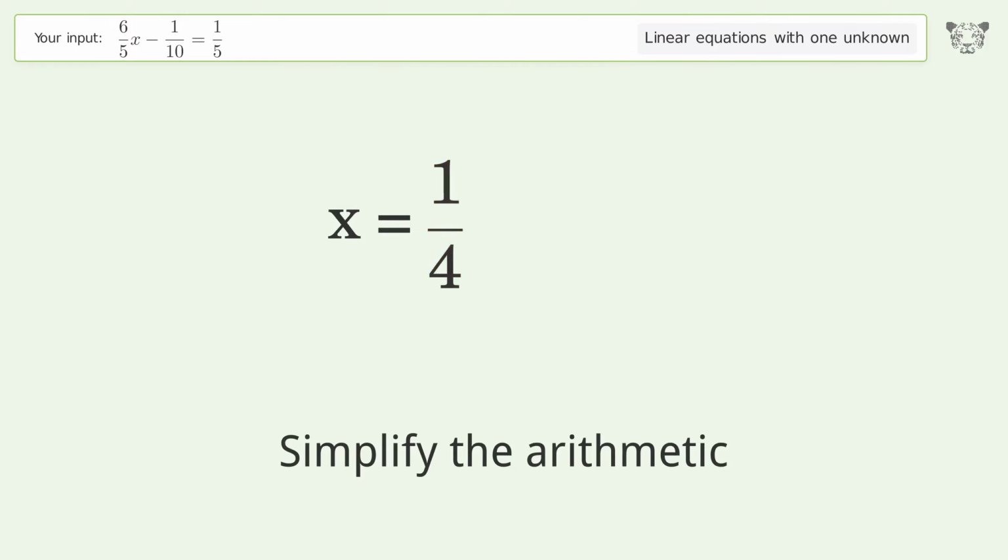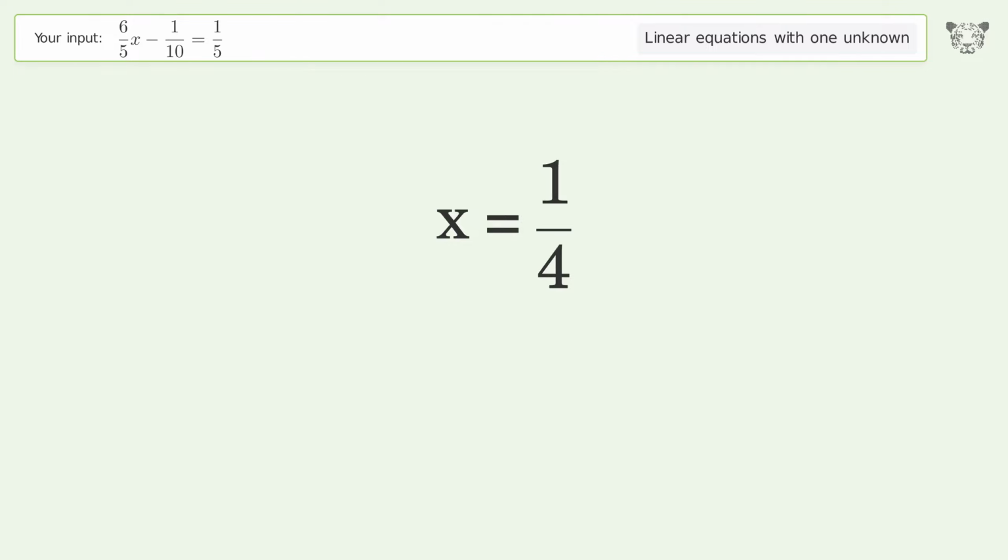And so the final result is x equals 1 over 4.